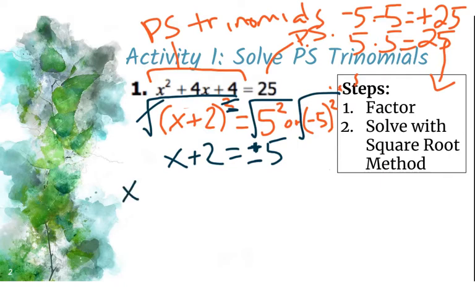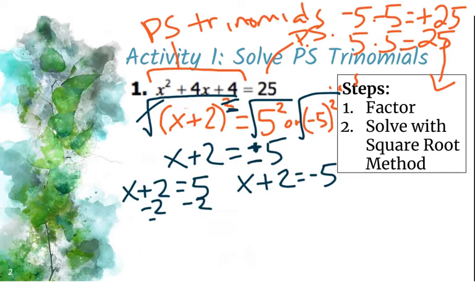So I have x plus 2 equals 5 and x plus 2 equals negative 5. So now let's just subtract 2 on both sides. And I've got x equals 3. So that's one of my roots.